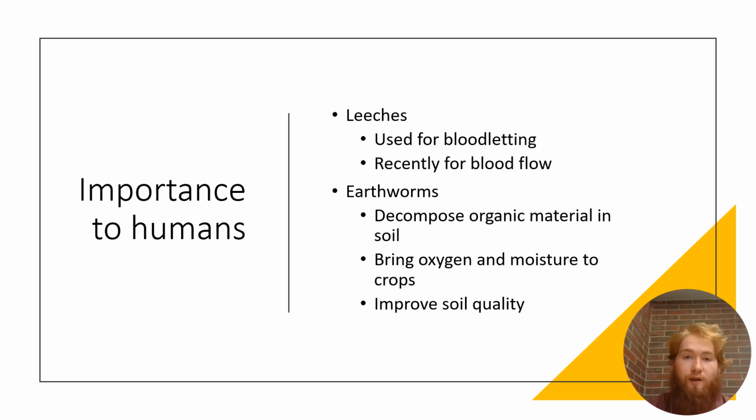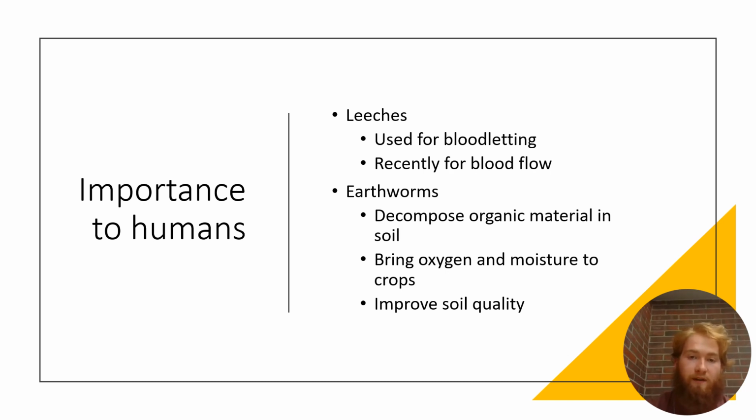So believe it or not, both of these animals hold importance to humans. Leeches, according to the university hospitals, have been used for thousands of years for bloodletting. In other words, removing blood for therapeutic reasons, although this is no longer in practice. But more recently, they've been used for increasing blood flow post-surgery, especially when reattaching parts and limbs are involved.